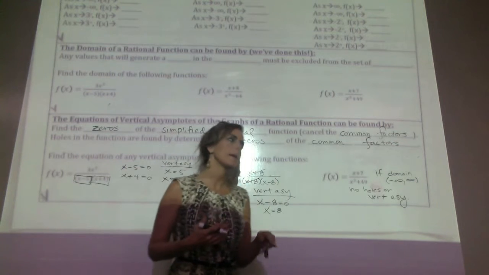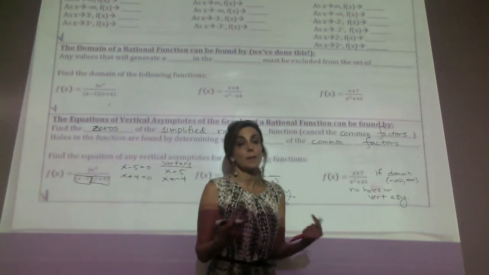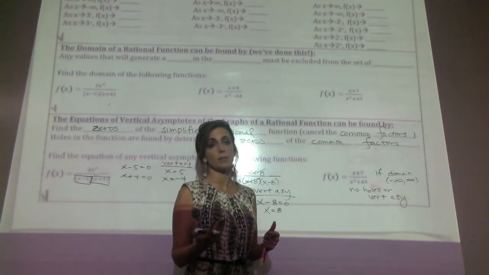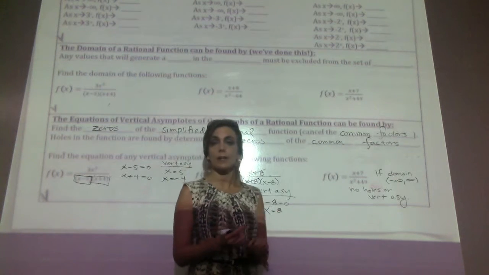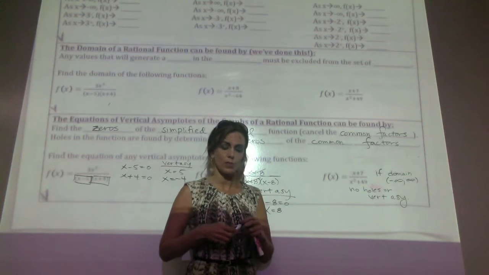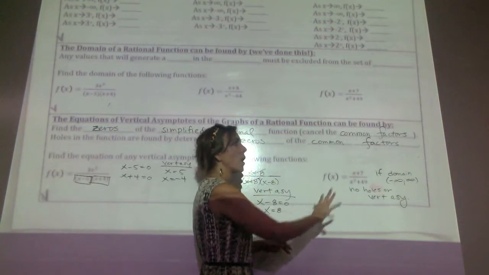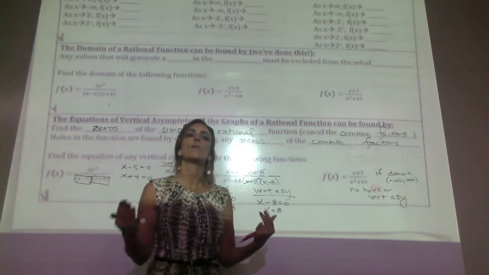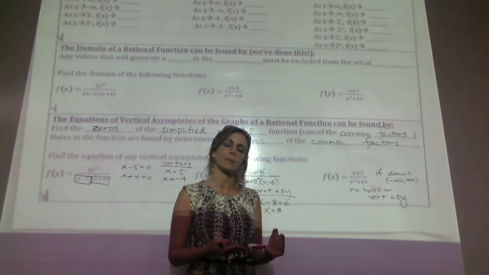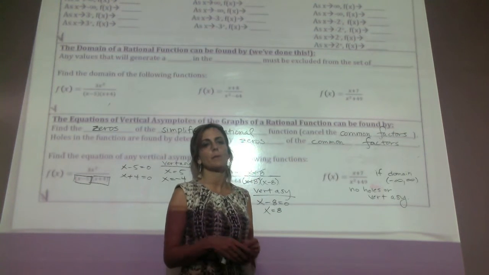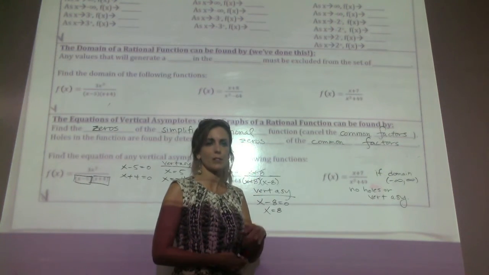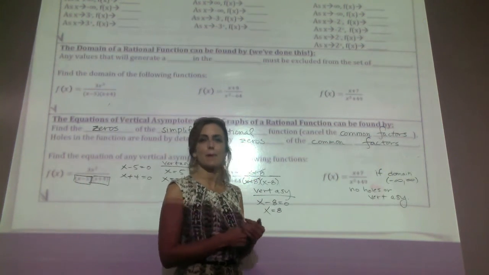Now, keep in mind I'm saying vertical asymptotes a lot because they're not the only kind of asymptotes there are. You can also have horizontal asymptotes or slant asymptotes. So this whole thing that we're talking about refers to how to find vertical asymptotes. Totally different ballgame to find your horizontal asymptotes and your slant asymptotes. That's a topic for another time.